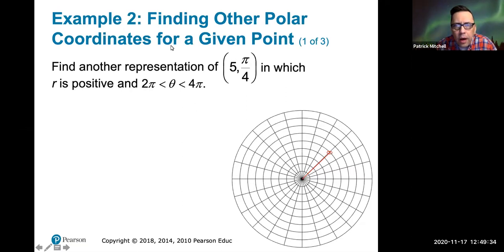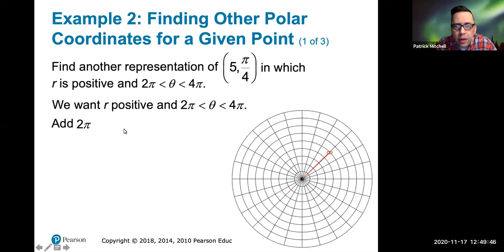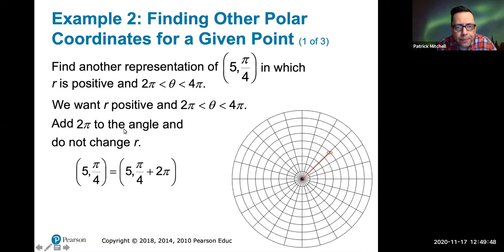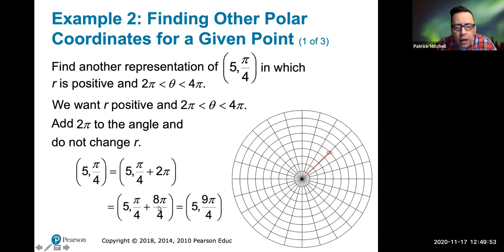All right, so this is pretty simple. All you have to do is just take your angle pi over 4 and add 2 pi to it. That's going to give you a coterminal angle that's between 2 pi and 4 pi. All right, so that's what we're doing. Pi over 4 plus 2 pi is, of course, pi over 4 plus 8 pi over 4. So that comes out to 9 pi over 4. So 5, 9 pi over 4 represents the exact same point as 5 comma pi over 4.